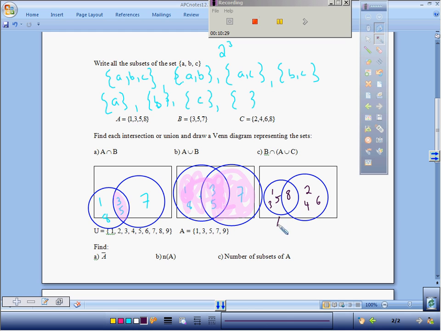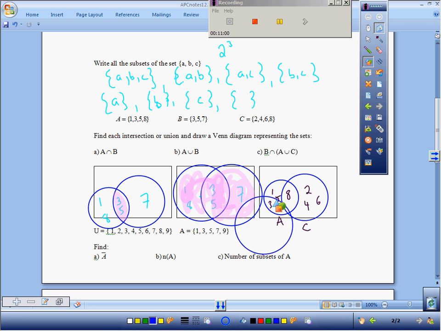So if this is A, and this is C, and then B is 3, 5, 7. So B would just contain 3 and 5, and then 7 out here.